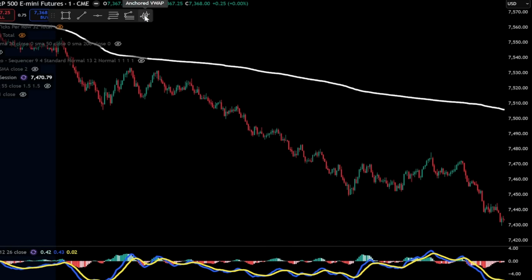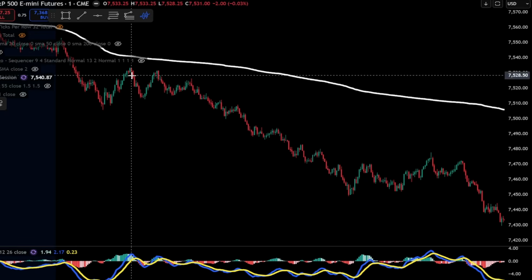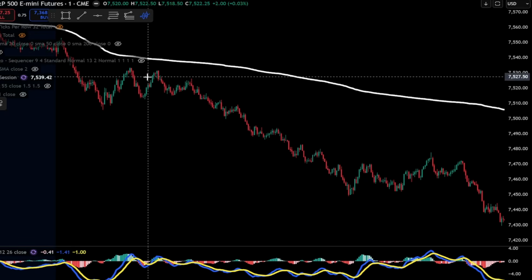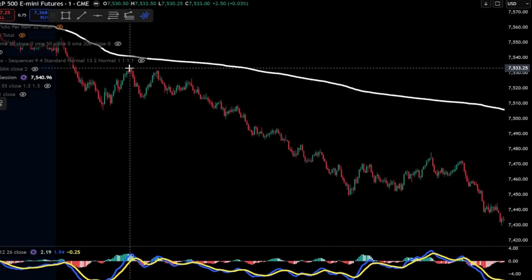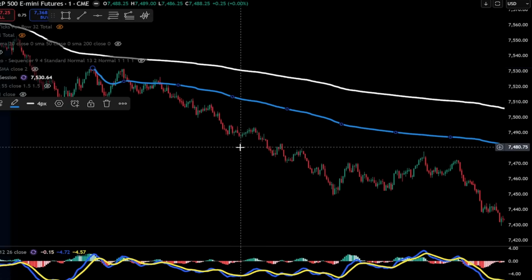So I'm going to come right up here and click on this icon. Once I click on it, all I have to do is click at any point in the chart and it'll start plotting an anchored VWAP. So for instance, if I see this as a significant turning point in the market, which I do, I can simply click right there and now we have an anchored VWAP on the chart.